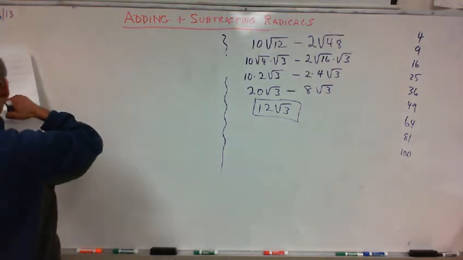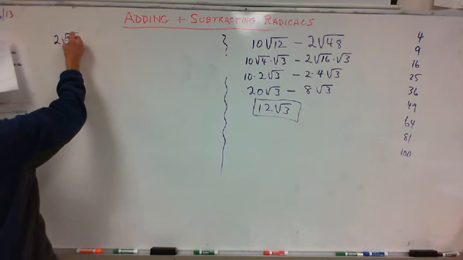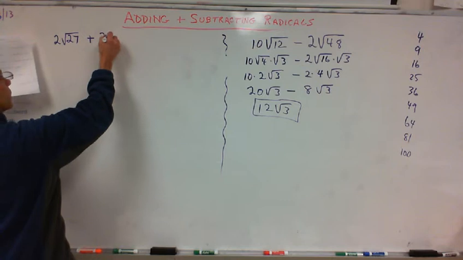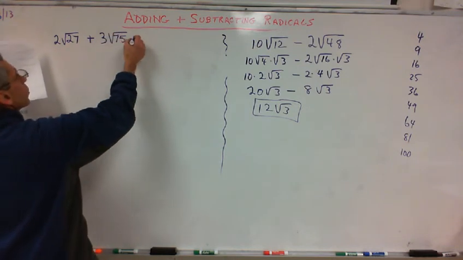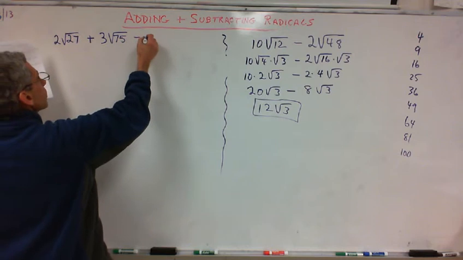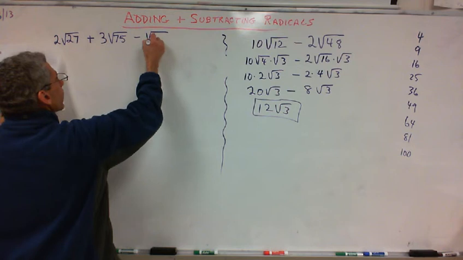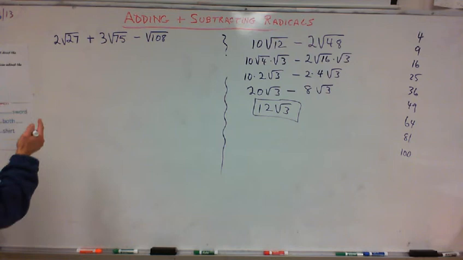So here we go. 2 square root of 27 plus 3 square root of 75 minus the square root of 108. Okay? So, again, it looks like there's no way these are all going to simplify into one simple thing. But you never know. It might.